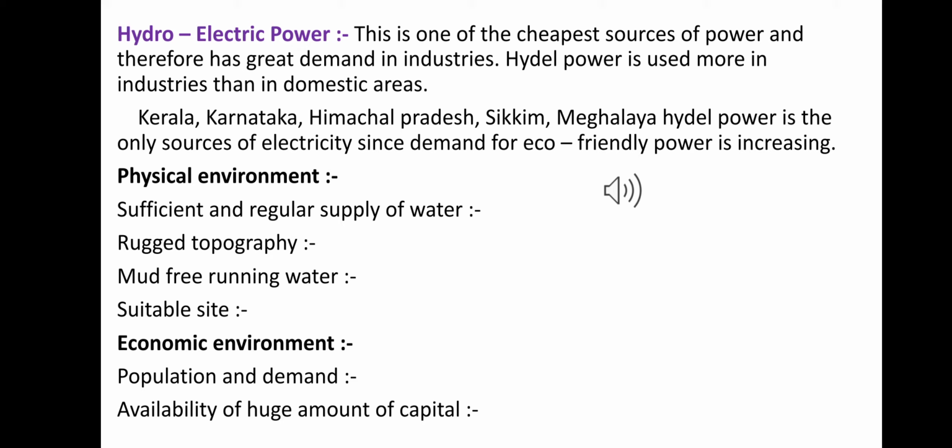Number 1, physical conditions like a sufficient and regular supply of water. They need a perennial river. Number 2, rough topography is needed, not plain regions. Number 3, mud-free running water is also needed, otherwise it is a problem for making electricity. Number 4, a suitable site is also needed for setting up the turbine.